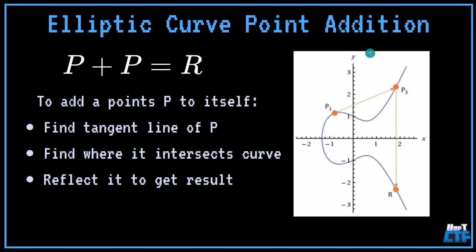So that's how you add points, and the key thing is that it's very difficult to reverse the multiplication of points.